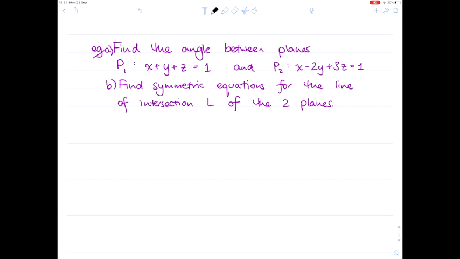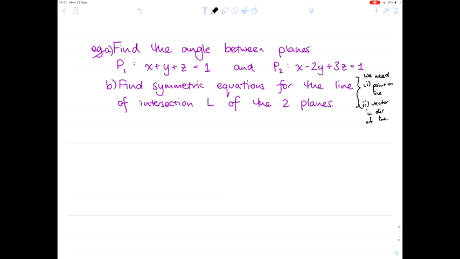So now we're ready to tackle the second part of this question, which asks us to find the symmetric equations for the line of intersection of the two planes. Just to remind ourselves, if we want to find the equation of a line, we need two things: a point on the line, and a vector in the direction of that line. Then we can put this into whichever form of the equation we want. In this case, we want symmetric.